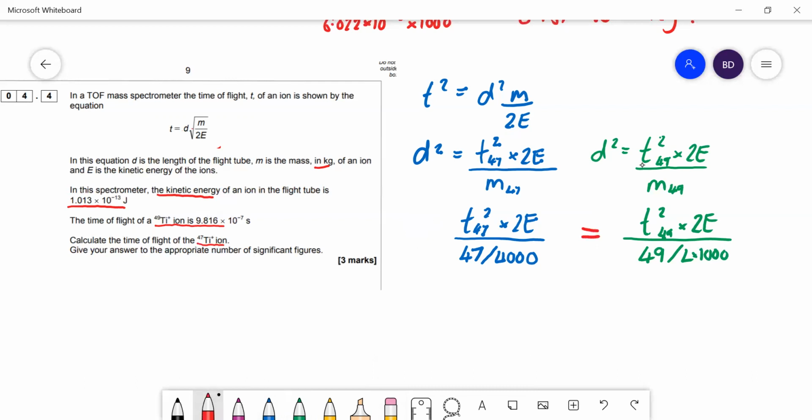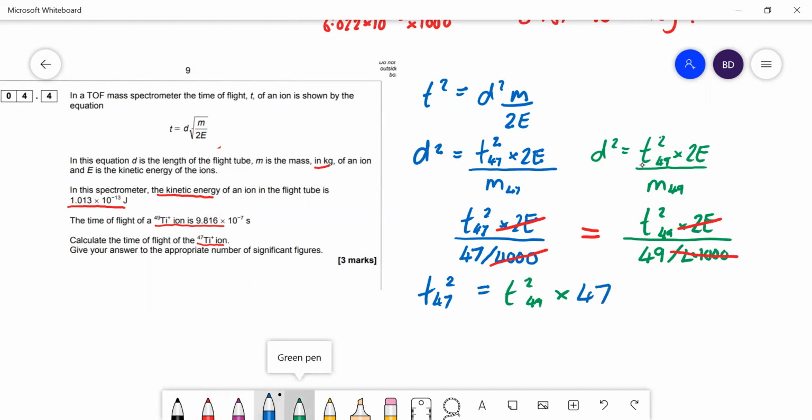Now we can cancel out a lot of stuff there. We can cancel out the 2e, so we don't need to know the energy. We can cancel out the Avogadro constant and the 1,000. That goes. So we just end up with that. Now we've got to work out the time of flight for the T47. So let's rearrange. So we get T47 squared is equal to the time of flight for the 49 squared multiplied by 47 over 49.